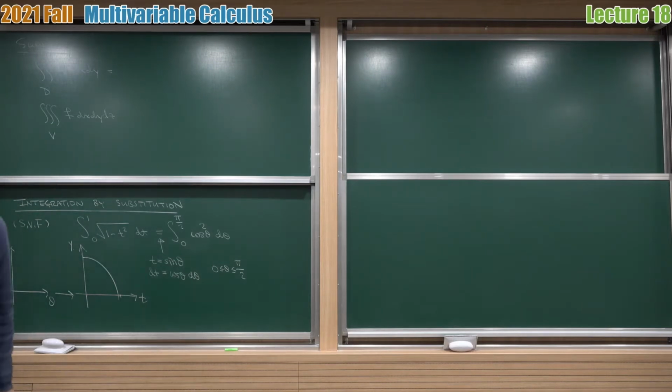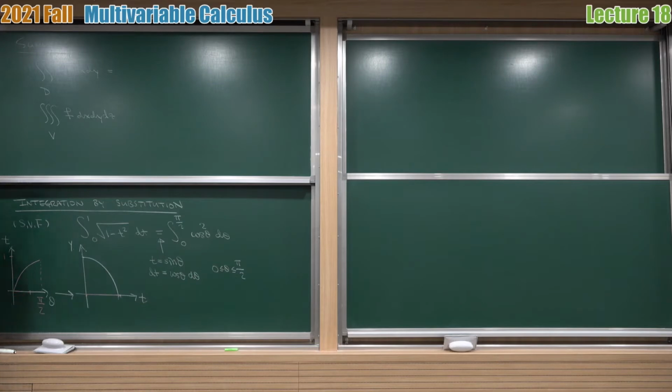Can you see this part? Okay, so that's sine theta. So this is the sine graph. When theta goes from 0 to pi over 2, t ranges from 0 to 1. And you know that this is a one-to-one function.